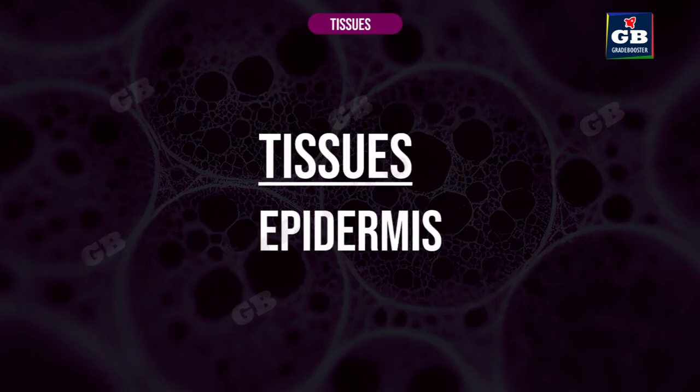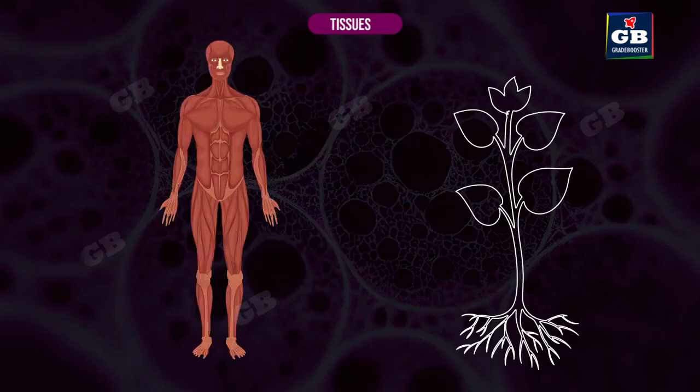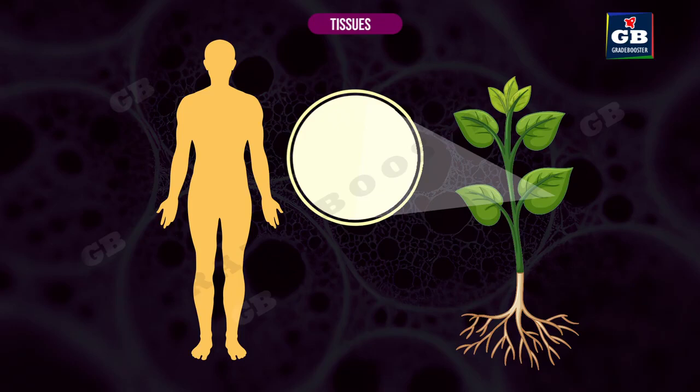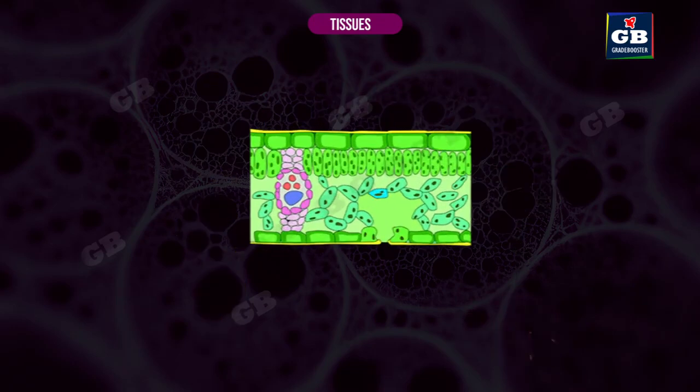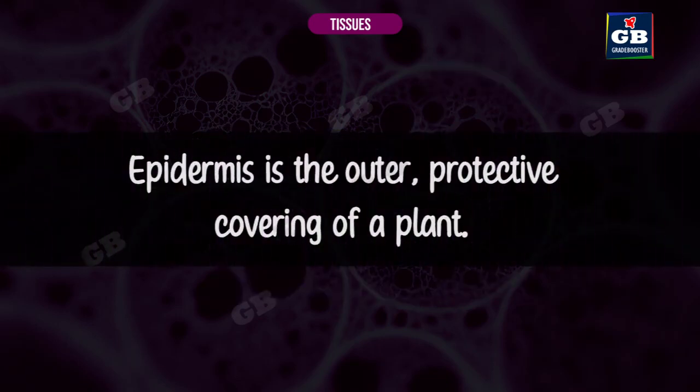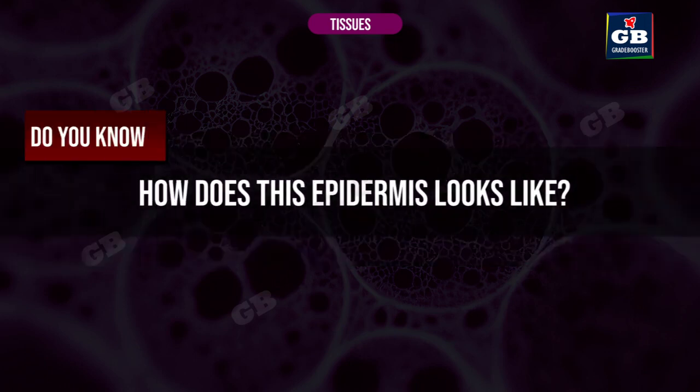Now, let us learn about epidermis. Just like how our bodies are protected by skin, the plant bodies are protected by a layer of cells called epidermis. So, epidermis is the outer protective covering of a plant. How does this epidermis look like?